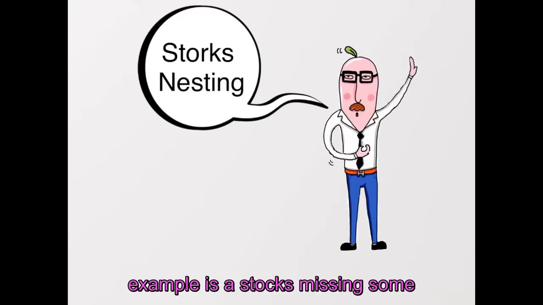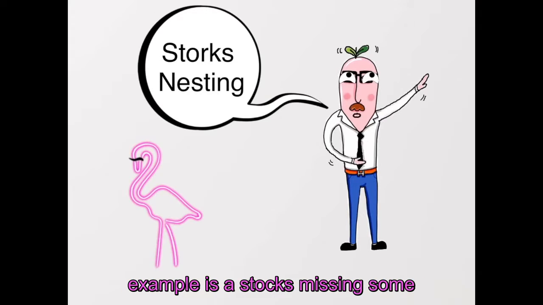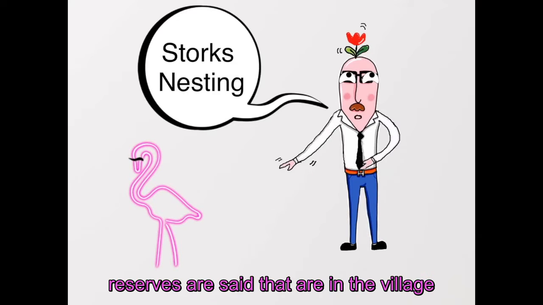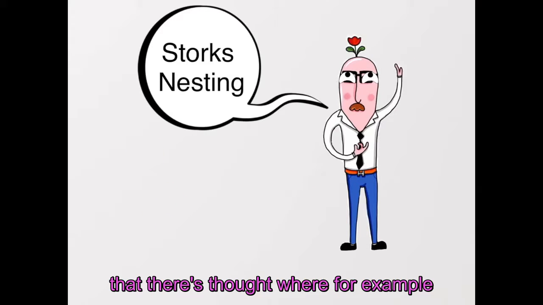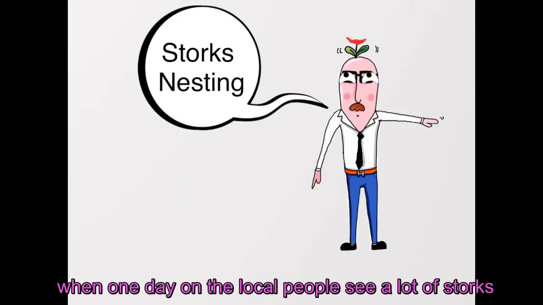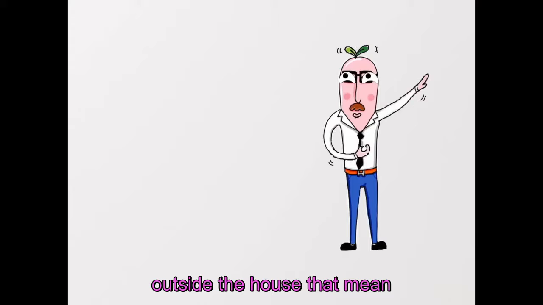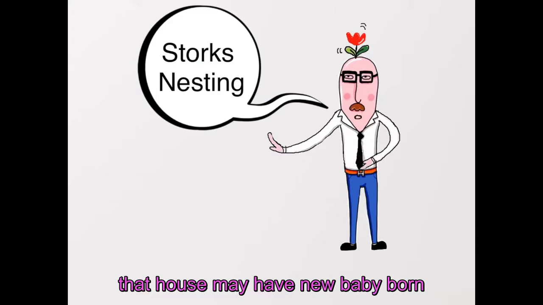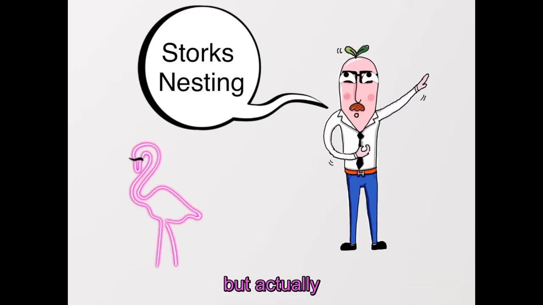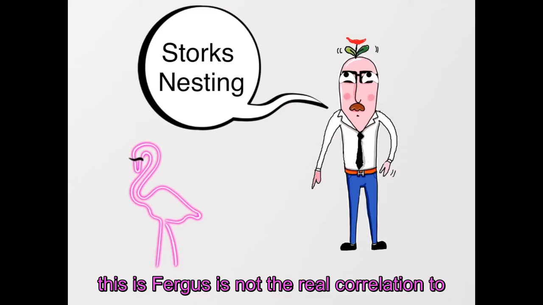And one more popular example is the storks. Some research said that in villages with storks, for example, when one day the local people see a lot of storks outside a house, that means that house will have a new baby born. But actually, this is spurious. It's not a real correlation.